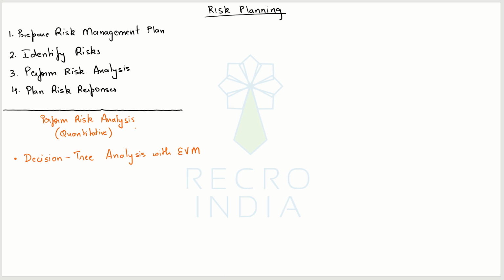Today we'll be continuing into the quantitative risk analysis, and this will be part 2 of this quantitative analysis. So our topic for discussion today is decision tree analysis with expected monetary value. This should be EMV.